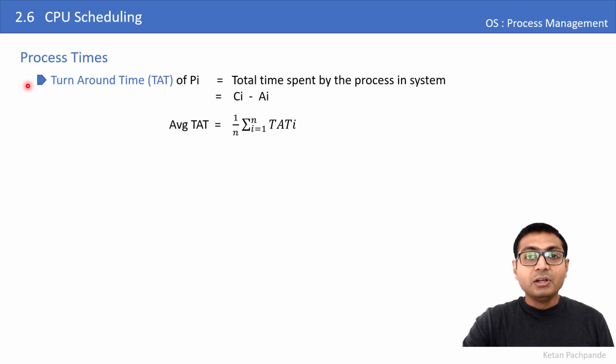Turnaround time. This factor, turnaround time, is based on the previous basic factors that we just talked about. So turnaround time is nothing but the total time spent by any process in the system, right from its arrival to its departure, meaning its completion. The simple formula is completion time minus arrival time, which gives us the total time spent by the process in the system. And obviously the average is given by 1 by n summation of the turnaround times of all processes.